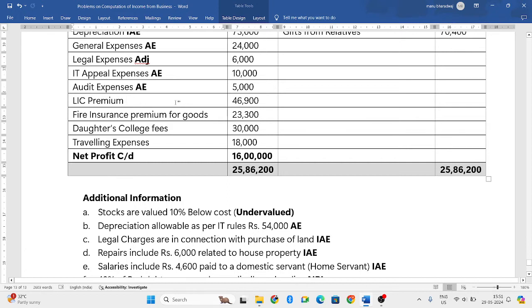Next, LIC premium. As I told you, LIC means life insurance, which is personal insurance. All personal insurance is inadmissible expenses. Next, they have fire insurance, that is for goods. It is admissible expenses, fire insurance. Daughter's college fees is a personal expense, which is inadmissible in nature. So it is inadmissible expenses. Traveling expenses: since it is business, you have to travel, so that is admissible expenses.